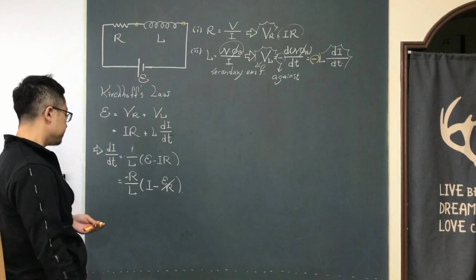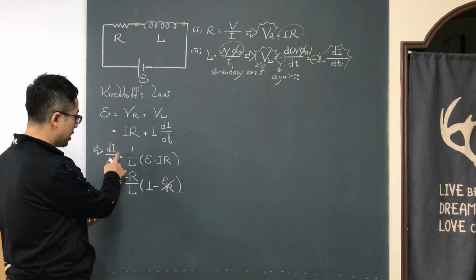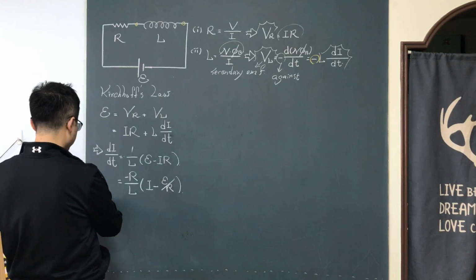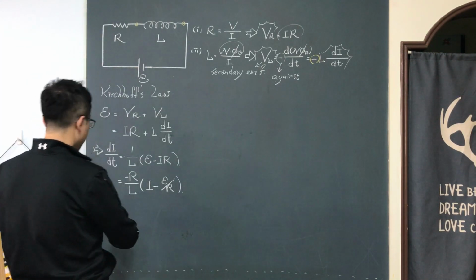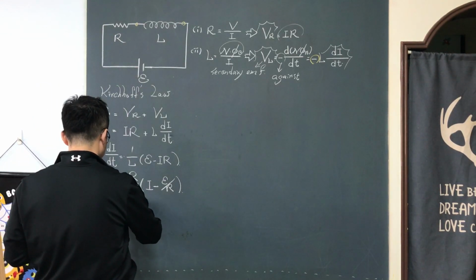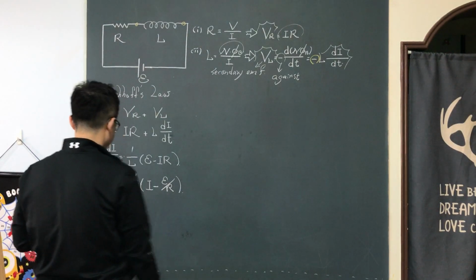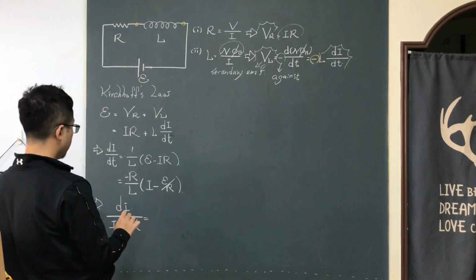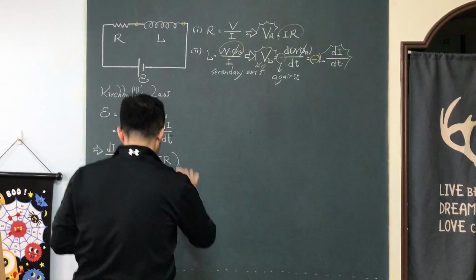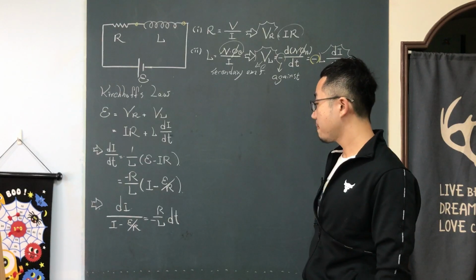Okay, so let's keep going. This term contains I and this term is di. I would like to put them on the same side, to be di divided by I minus E over R, plus C is equal to minus R divided by L times dt. So far so good. Is it okay?